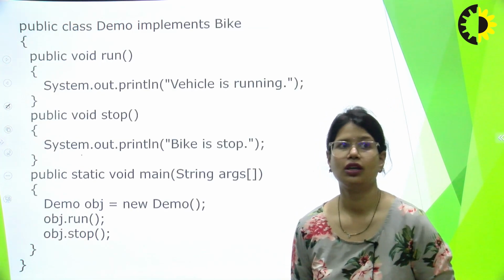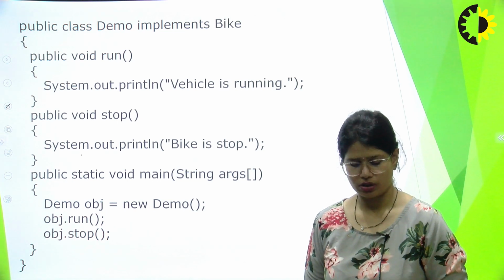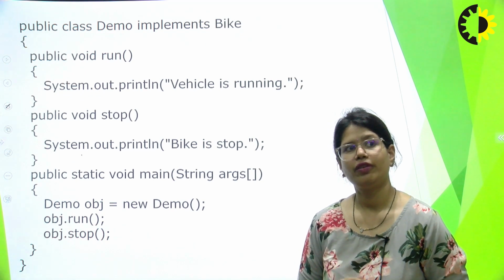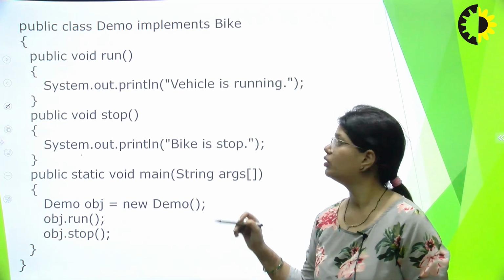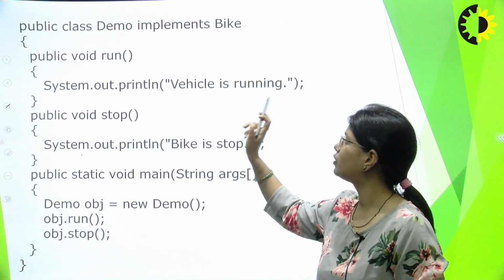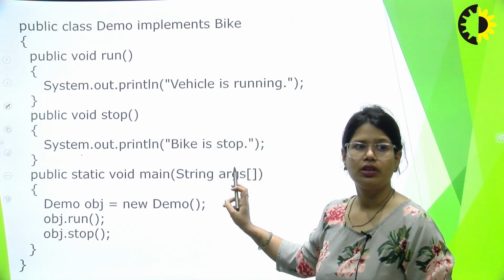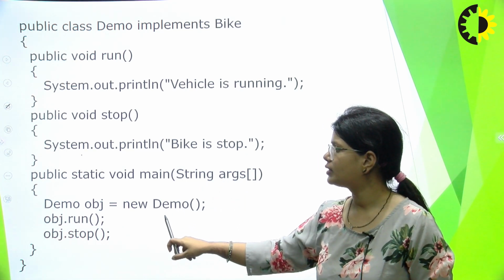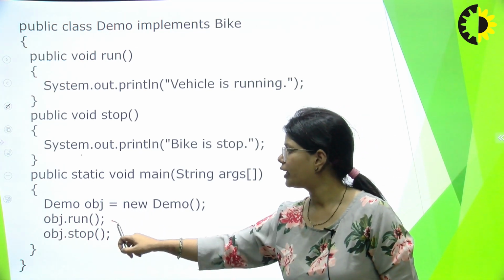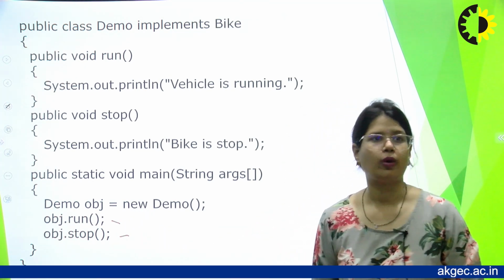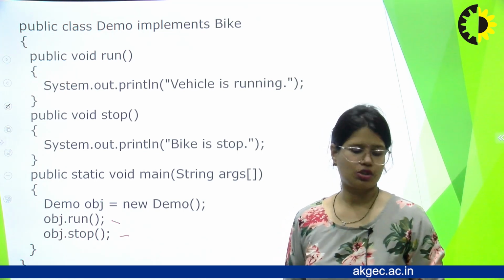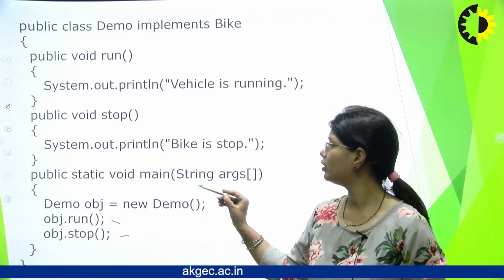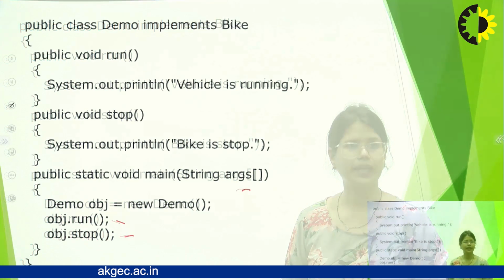Now in the third class, where we are implementing Bike, the extended interface, we will be defining both the methods run and stop. Vehicle is running, bike is stop. Then we will create the object for the class and call it, and the output will be that vehicle is running and bike is stopped.